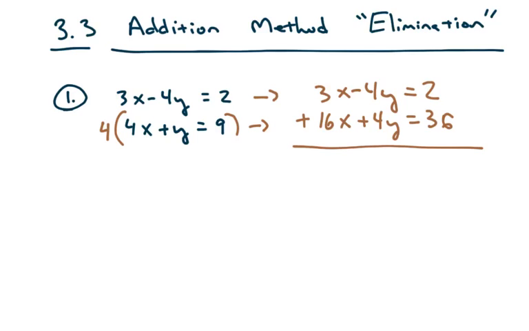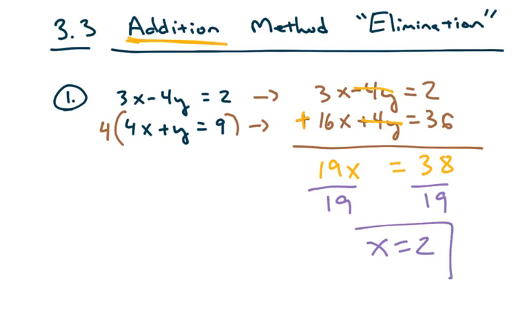And the reason why I want this is now I can use the addition method and add the two equations together. So that gives me 19x, the negative 4y and the 4y subtract out, and I'm left with 19x equals 38, which is a very easy equation to solve. Divide through by 19, and x is 2. So x is 2.